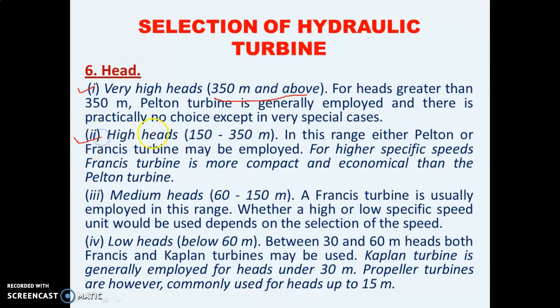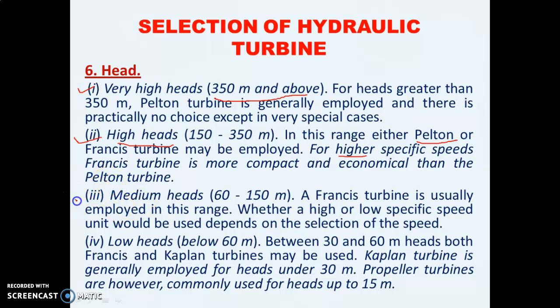Now second, high heads, that is 150 to 350 meters. In this range either Pelton or Francis turbine may be employed. Francis turbine, you know, is used for medium heads. It can also sometimes be used for high heads. If the specific speed of the runner is less, then Pelton turbine is used for high heads, and if the specific speed is higher, then Francis turbine is more compact and economical than the Pelton turbine.